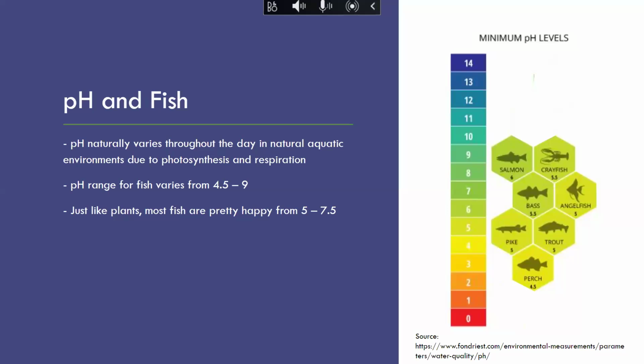What about fish? Because most of us, some of us, have fish in our aquariums as well. Michael's laughing because he's been to my house and knows I have several tanks with no fish in them.